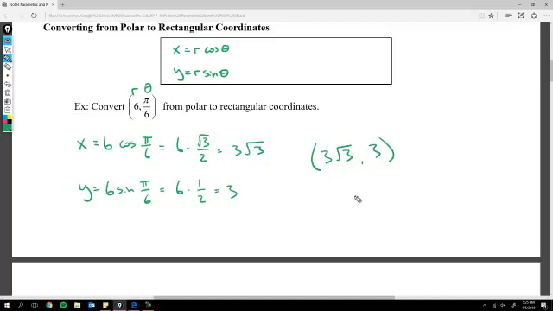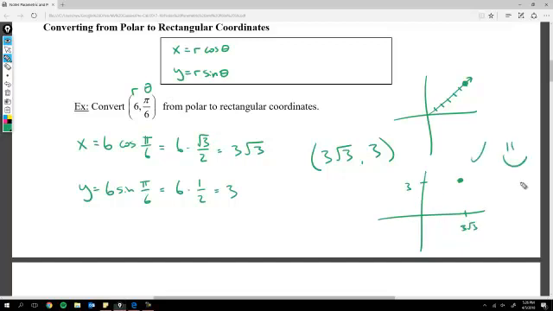That makes sense. So let's just check our answer here. If I think about where this is going to be on my graph, pi over 6 is right here. Then I have a positive radius, so I just go out 6: 2, 3, 4, 5, 6. So I'm out here. That's where my point is. Now, if I think about what I got from my answer, 3 root 3 is going to be somewhere out here. 3, I have to go 3 units up, so I go right and then up, and I'm in the same place. So I'm at least in the same quadrant. My answer makes sense, it checks out, so I'm happy.